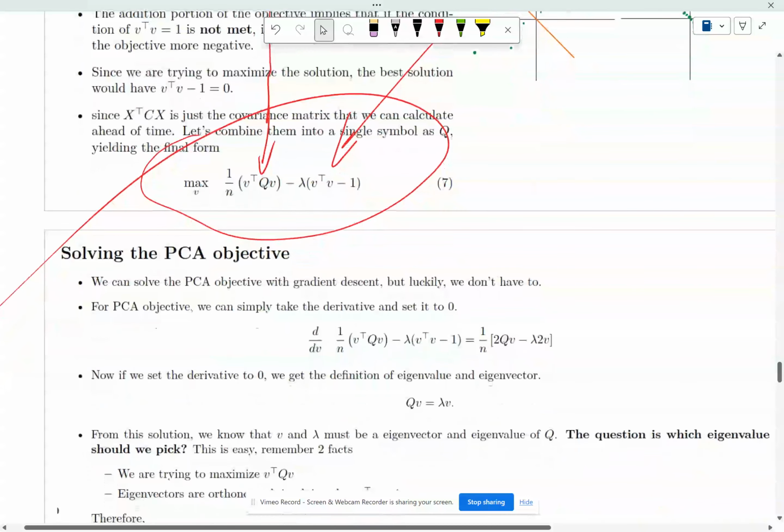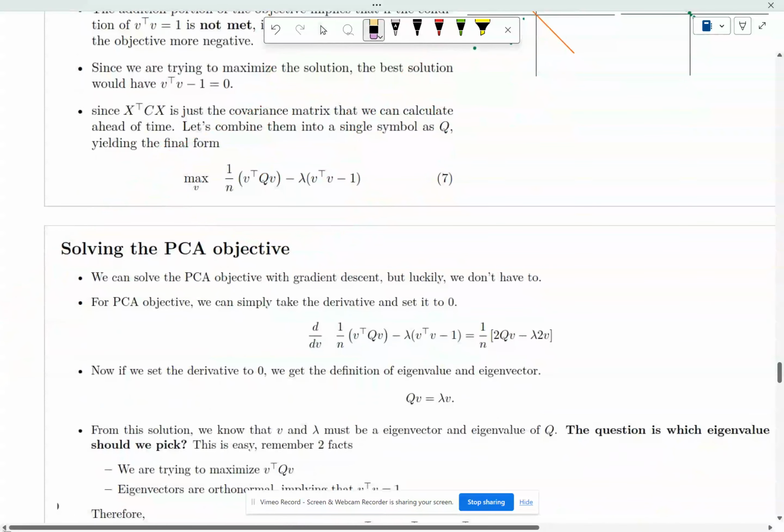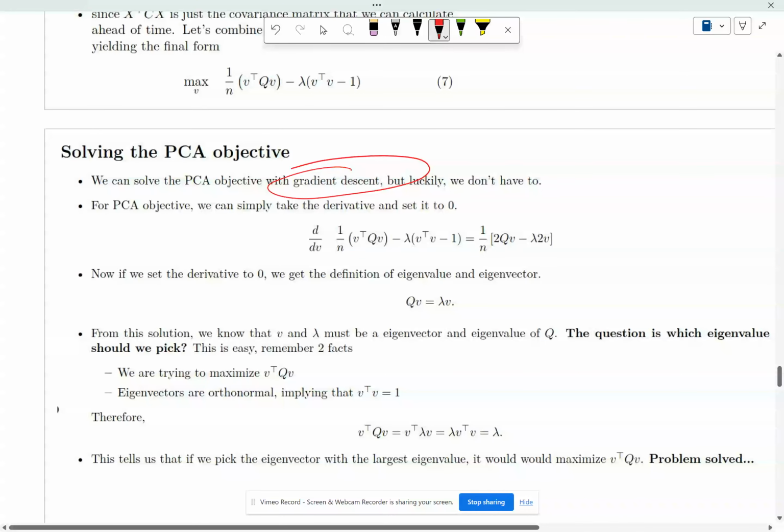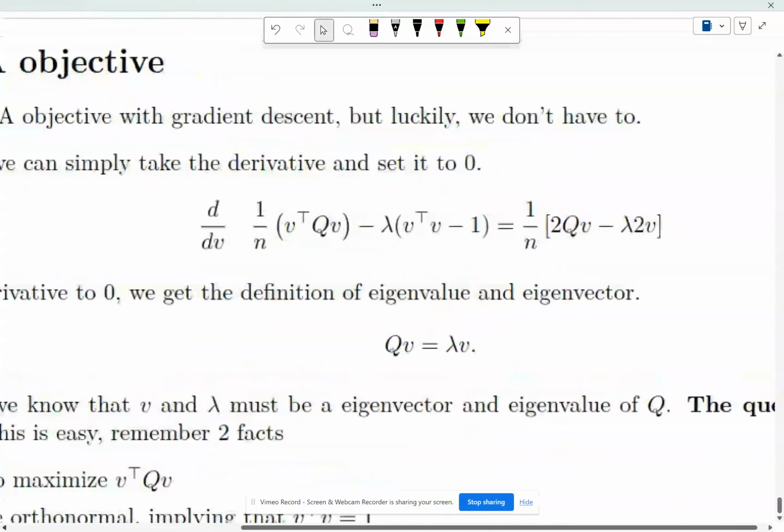Well, to solve this, we can traditionally use gradient descent, right? But for this particular case, we got lucky and we don't have to anymore. For PCA, we can simply take the derivative and set it to 0. It makes life so much easier. We don't have to run gradient descent. Now, I hope you remember how to take the derivative.